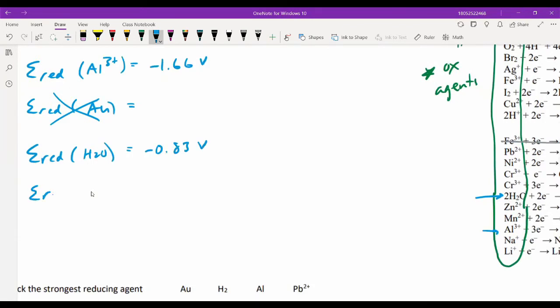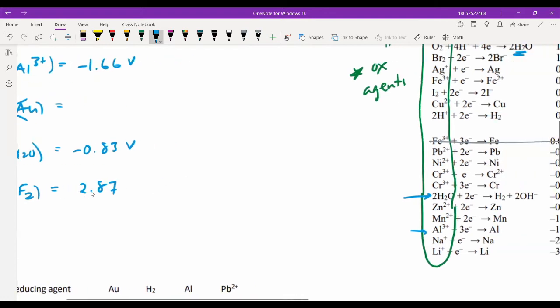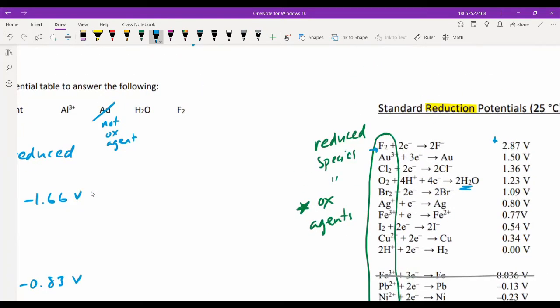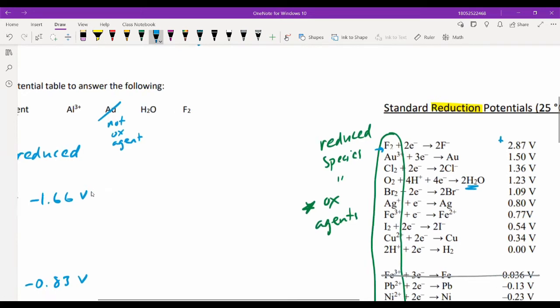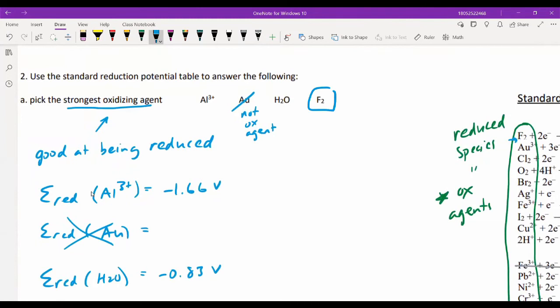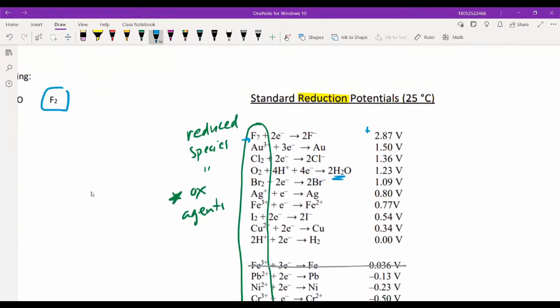And then for F2, this is going to be 2.87. So here's fluorine. The highest potential for reduction is fluorine, F2, and therefore that's the best thing to be oxidized. It's like if you had an analogy that electrons are cookies and you measured everyone's affinity for cookies, how much they wanted them. Fluorine is the cookie monster, right? It lives to eat cookies. So that's how you can think about it.